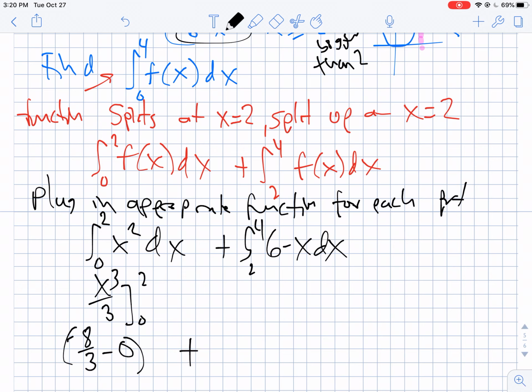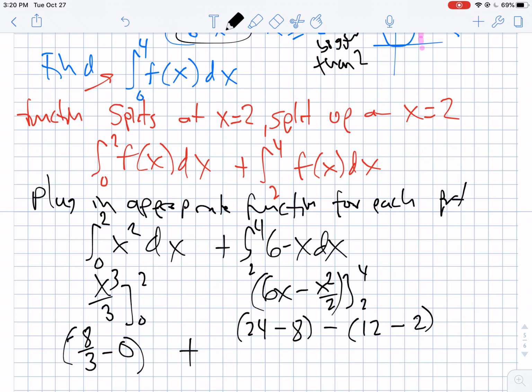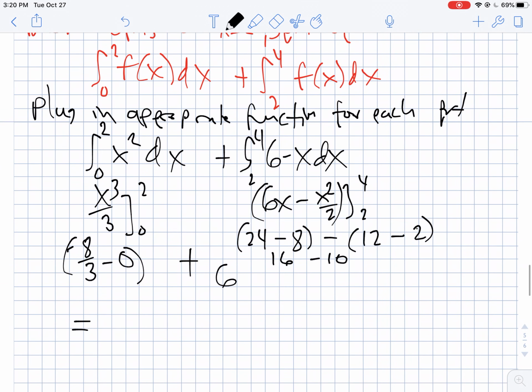Plus, okay, now let's do this one separately. So that's 6x minus x squared over 2 going from 2 to 4. I'll plug in the 4 first, so that's 6 times 4, 24, minus 4 squared over 2 is 8. Then when I plug in the 2, I have 12 minus 4 over 2 is 2. So let's see, that's 16 minus 10, so that's 6. So my answer here is 8/3 plus 6.